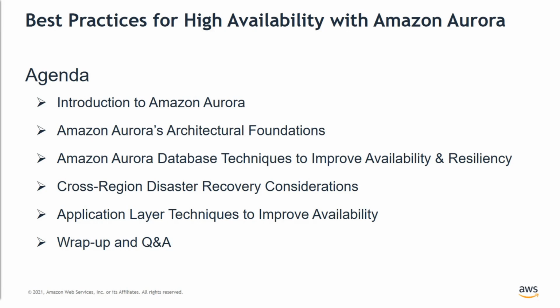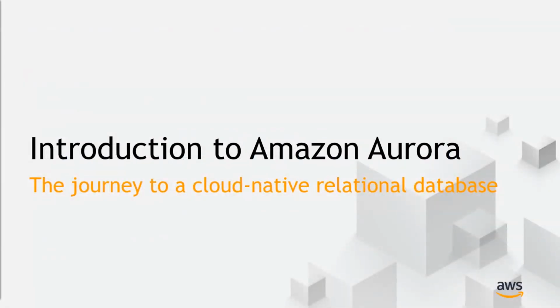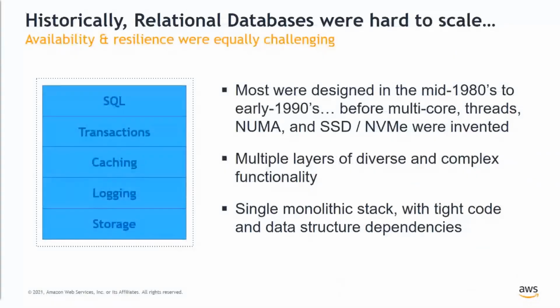Next, we'll move into the database specific areas and techniques that Aurora provides that you can leverage to improve availability and resilience. We'll cover cross-region disaster recovery considerations, and finally close with looking at what you can do at the application side to improve availability. And then, of course, we'll wrap up and have some quick Q&A. So let's begin the journey.